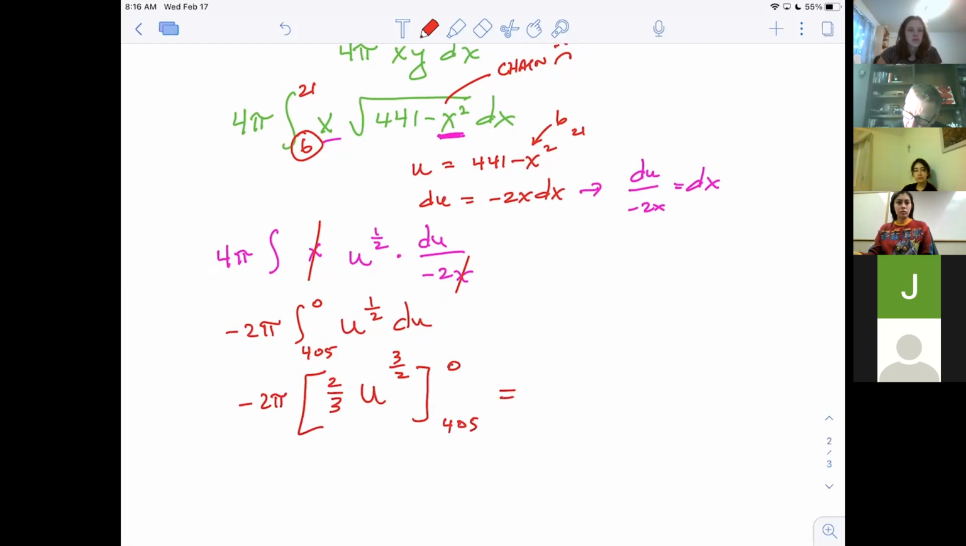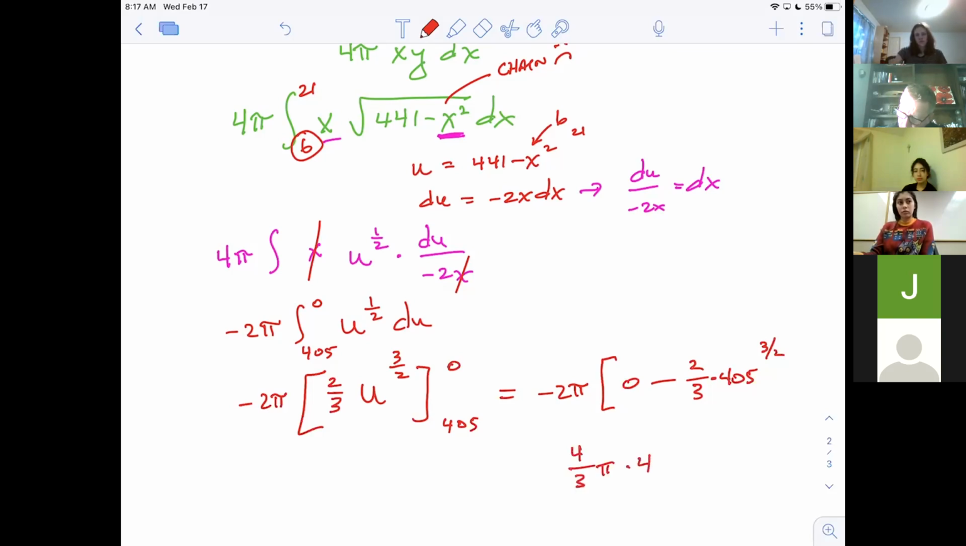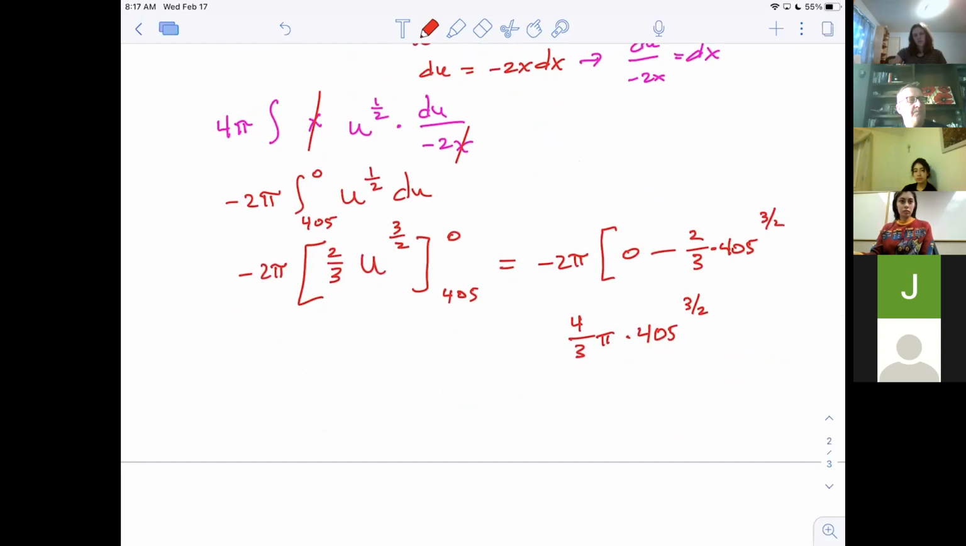So just to finish it, because this is so close to being done anyway. Then I put 0 in, and I get 0. And then it's minus, and I put 405 in, and I just have 2/3 times 405 to the 3/2 power. So minus a minus becomes a plus. 2 times 2 becomes 4. So I end up with 4/3 pi times 405 to the 3/2 power. That's perfect. And that's a great answer. You're done. Perfect. That's exactly right.